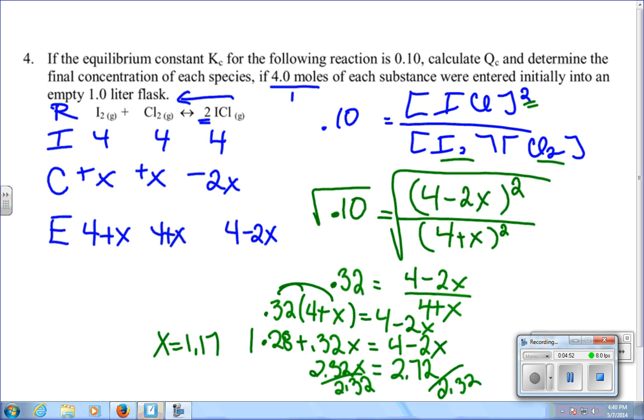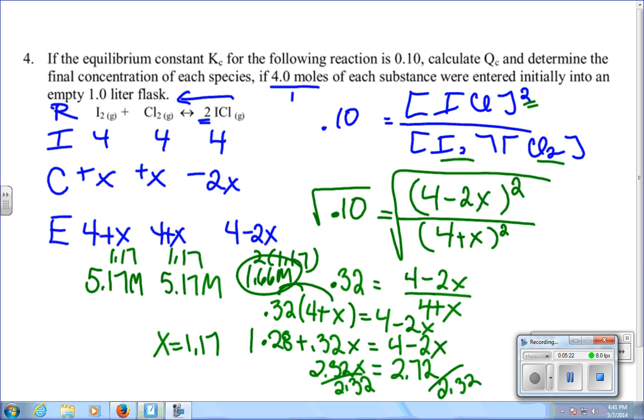So then I'm just going to take that value and I'm going to plug it nice and neatly back into here. So I know that x is 1.17, and then 2 times 1.17. And then I just find the values. So this is going to be 5.17 molarity. This one's also 5.17 molarity. And then when I take 4 minus the 2 times the 1.17, I get 1.66 molarity. So those are my final answers for the equilibrium concentration of each species.